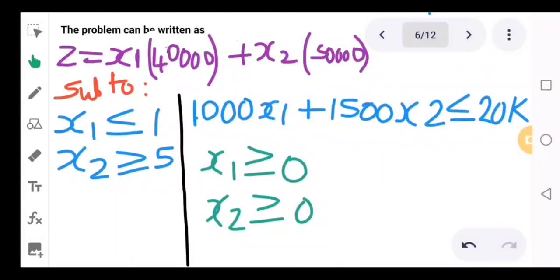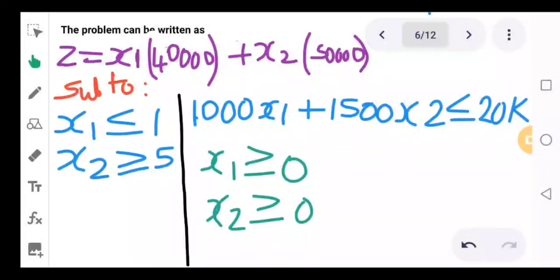Now to represent what we solved, we are representing it here. Your maximum z will be equal to x1 into 40,000 plus x2 into 50,000, subject to these three constraints: x1 should be less than or equal to 1, x2 has to be greater than or equal to 5, and 1000 x1 plus 1500 x2 has to be less than or equal to 20,000, and this is the non-negativity condition. I've just written it on one page. Now we need to solve this.